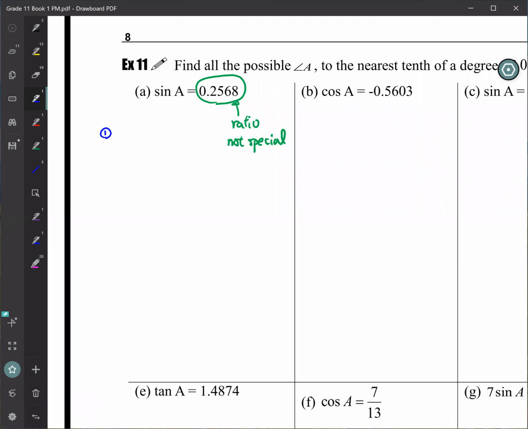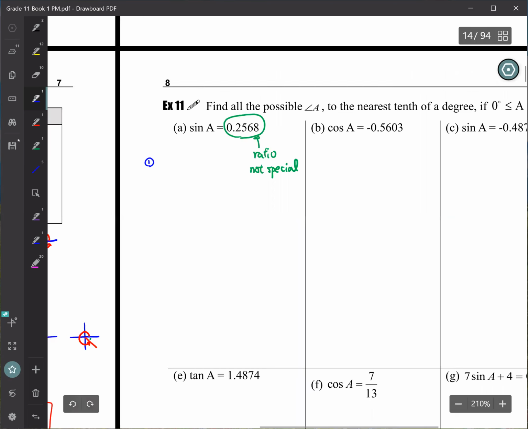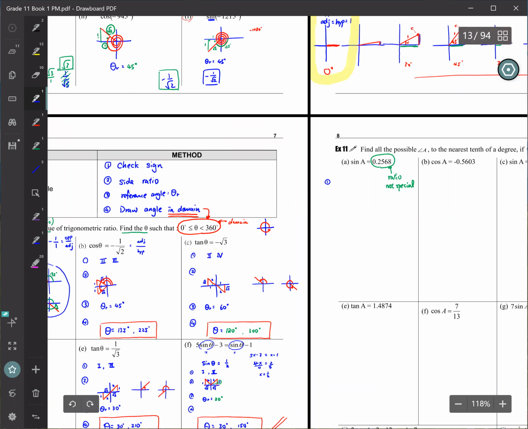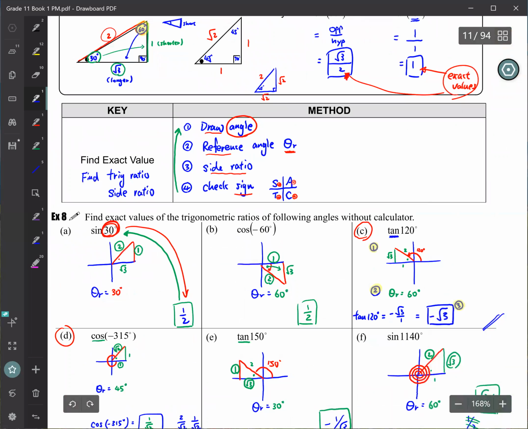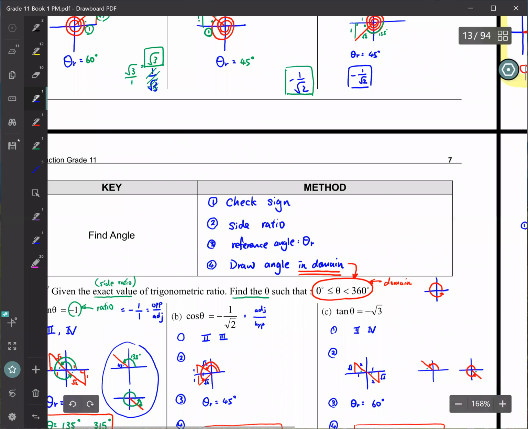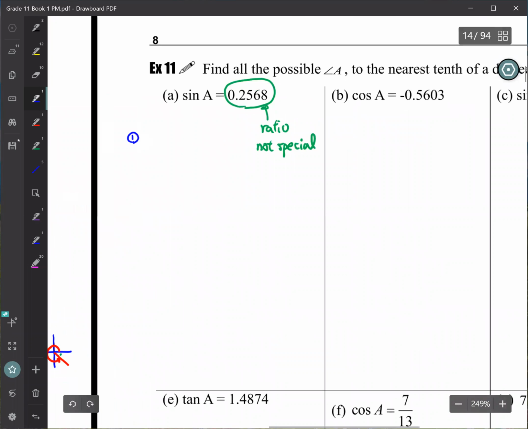Colin, are you there? Yeah. Draw the angle. Wait, step 1, is it to check the sign? Check the sign, yeah, okay? We are not drawing the angle first because we don't know the angle. If you are drawing the angle first, that's for the other question, to find exact value. That's different. If they give you the angle, then you start with drawing the angle. If you don't have the angle, then you start by checking the sign.